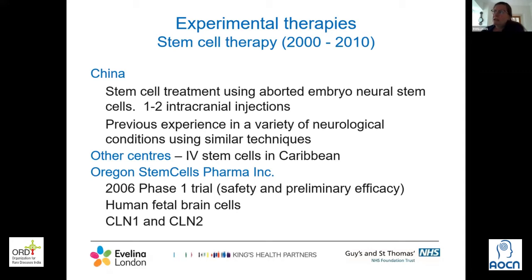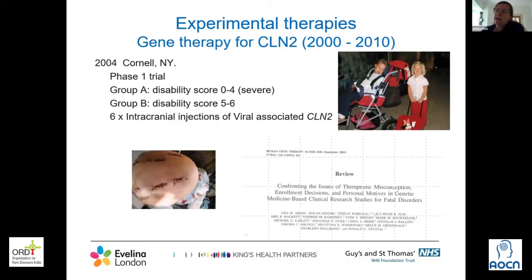Early in 2004, 2006-ish, the group at Cornell in New York began a phase 1 trial to determine safety and efficacy for a gene product for the CLN2 disease children. And they really thought through the ethics. And I think this is why this study was really important. Overall, it wasn't successful, but they went through the proof of concept.